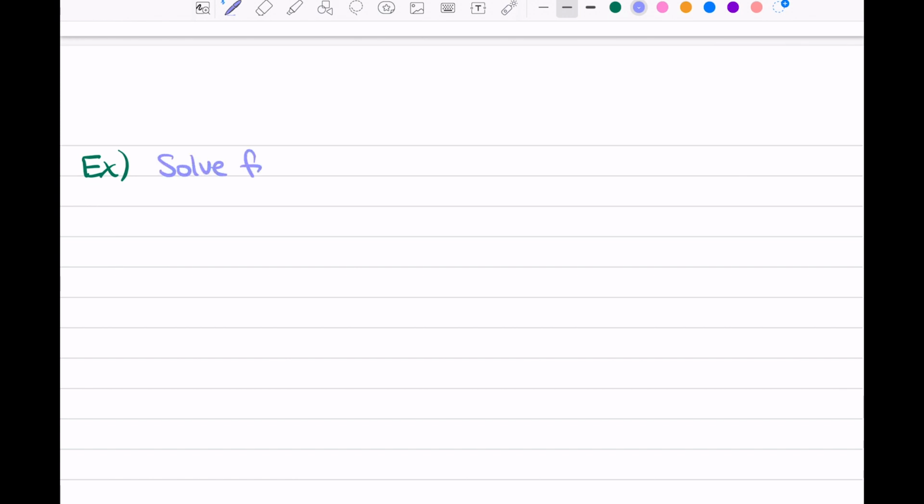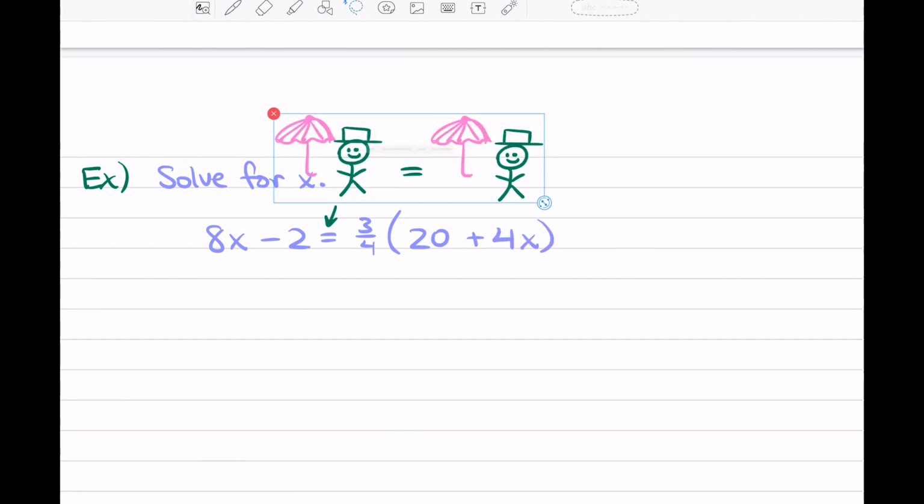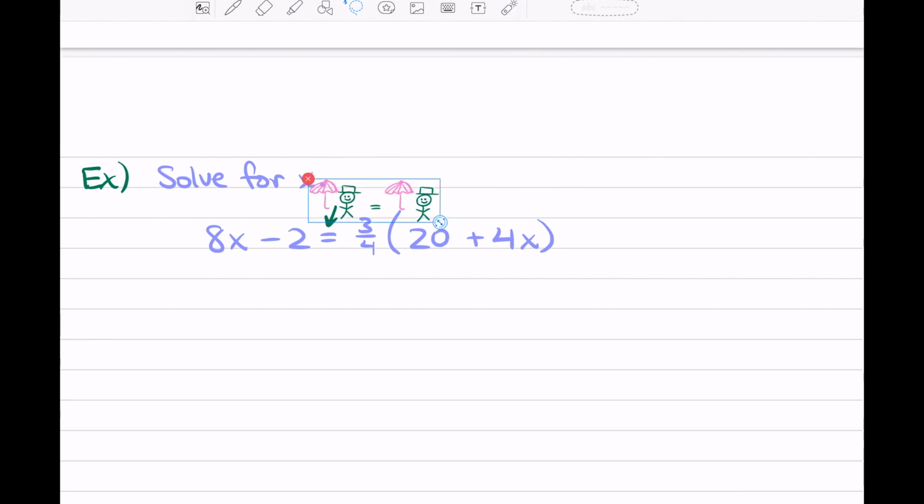So let's do one more example. Solve for x. And we have 8x minus 2 equals 3/4 times the quantity 20 plus 4x. Something equal to something else. That is what we have here.